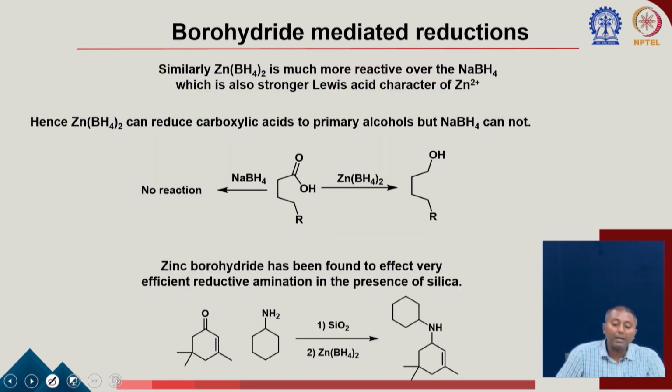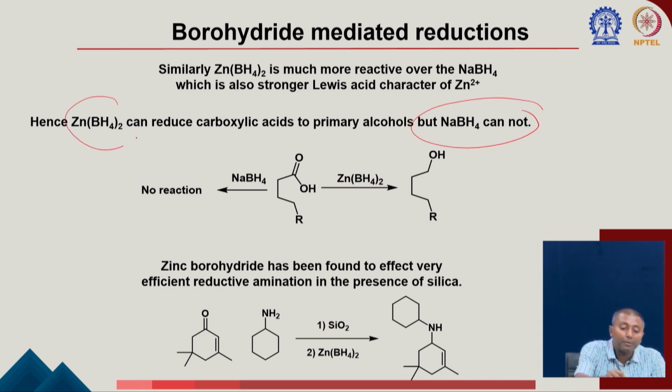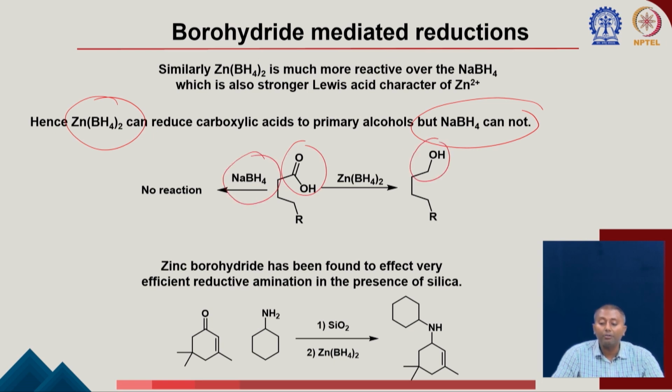Okay. Then I am going to talk about the zinc borohydride here. Zinc borohydride can also reduce the carboxylic acid to the primary alcohol, but sodium borohydride cannot. In the presence of zinc borohydride, the carboxylic acid can be reduced to the corresponding alcohol, but of course sodium borohydride is not able to do it. Again, you can think about the Lewis acid character of zinc versus sodium. That is also another important factor here.